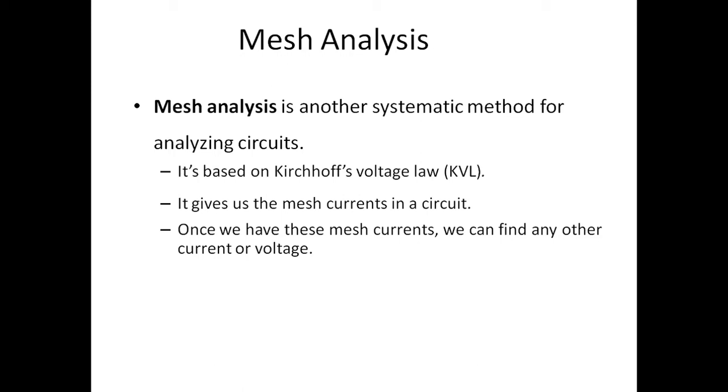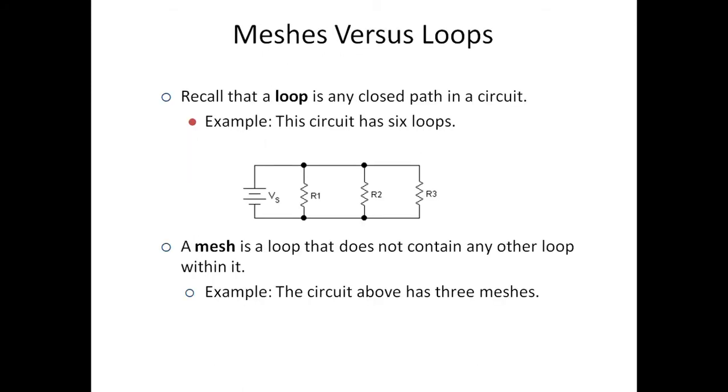Later, with the use of those, we will find out power drops and voltage drops in each circuit. So what is the difference between a mesh and a loop? See that figure has six loops. Recall that a loop is any closed path in a circuit. A mesh is a loop that does not contain any other loop within it. So like that, it has three meshes.